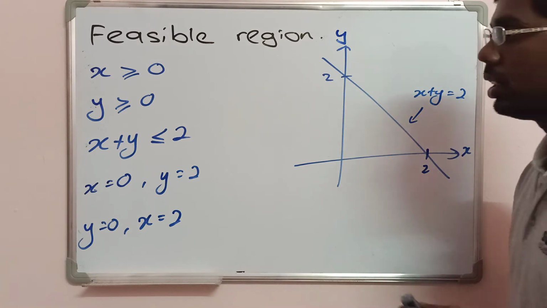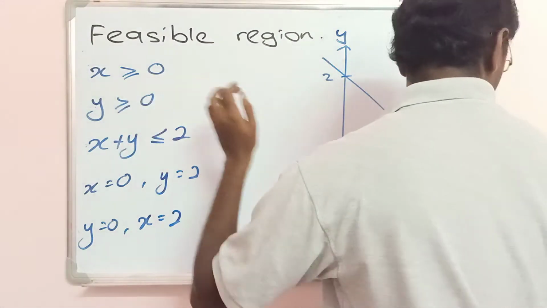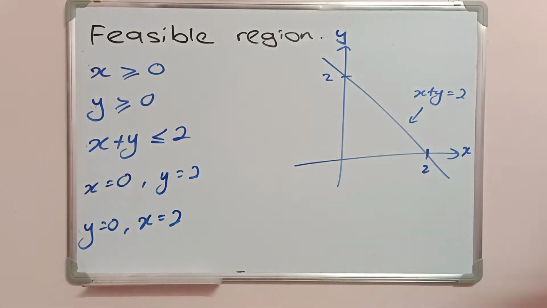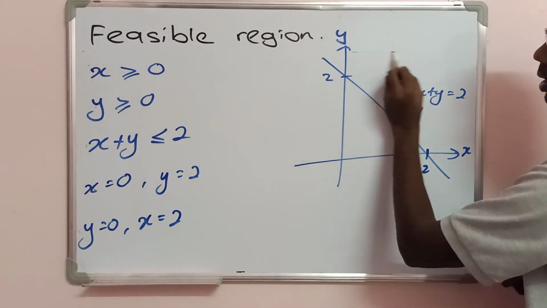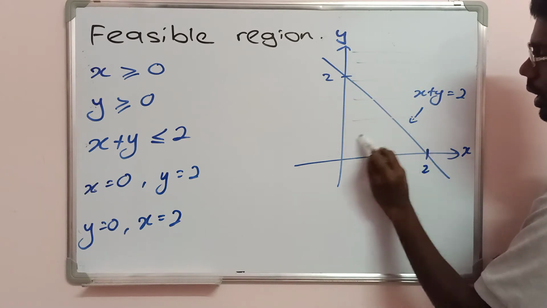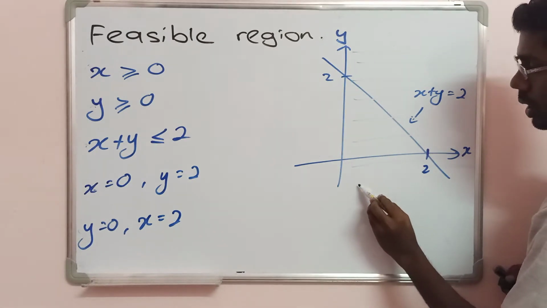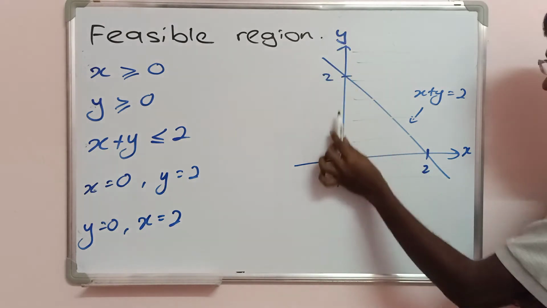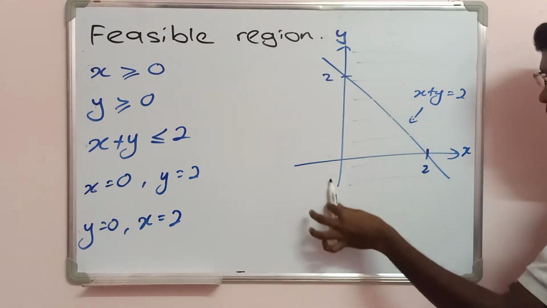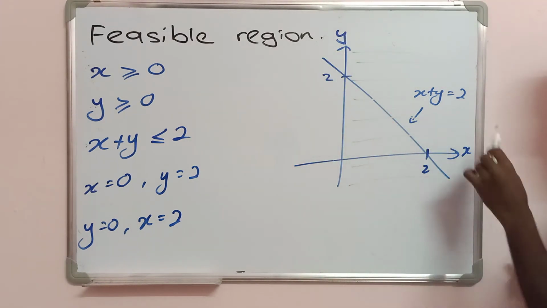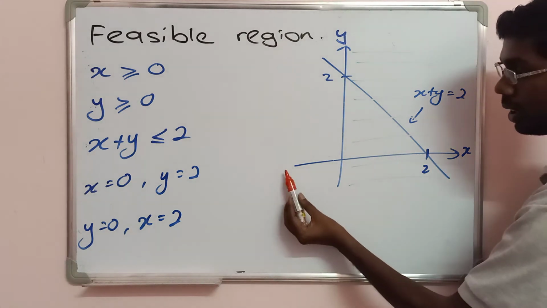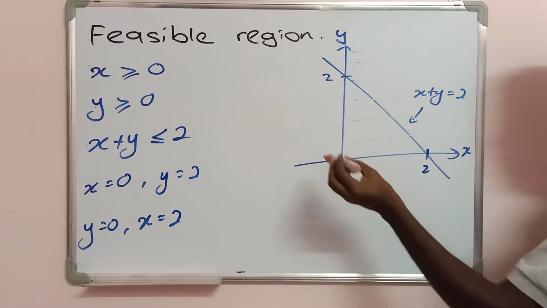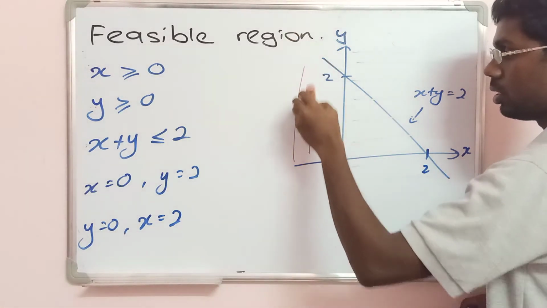So first, when I said x greater than 0, my feasible region is going to be here. This line is x equal to 0, so greater than 0 is going to be this side, the first one. And then y greater than 0: this is y equal to 0, so greater than 0 is going to be here.